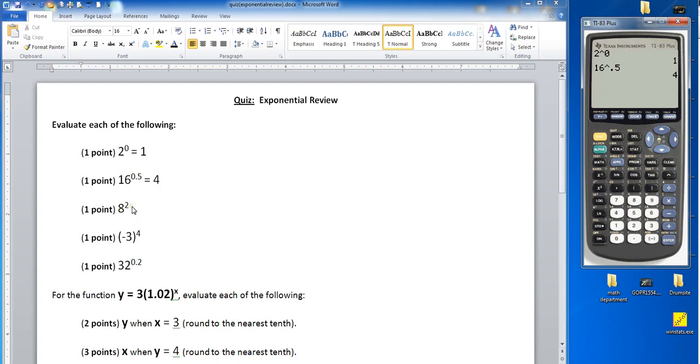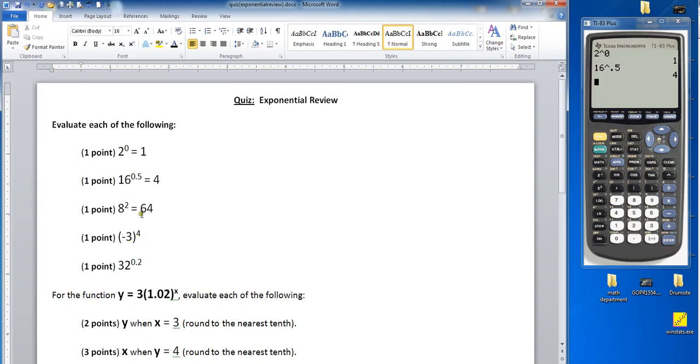8 squared, right there, is the opposite of the square root, the squaring function, the inverse, I should say. And we know that 8 squared is 8 times 8, so that bad boy is going to be 64. You can double check that over here if you want to.